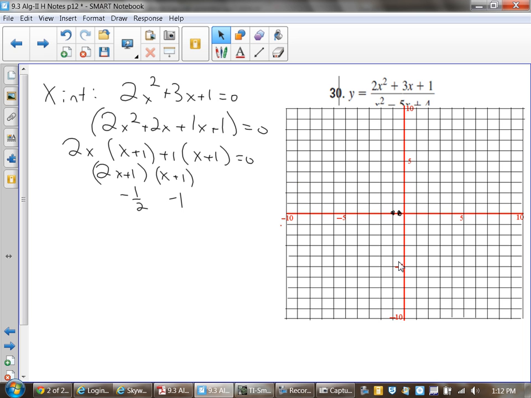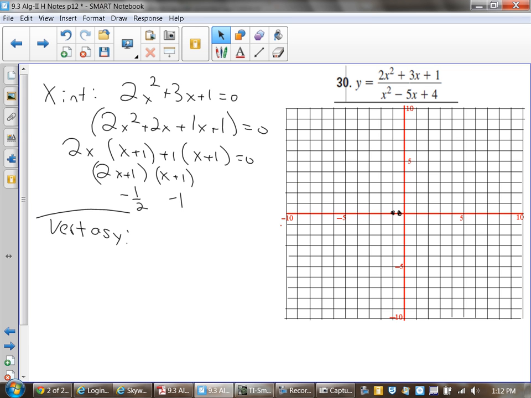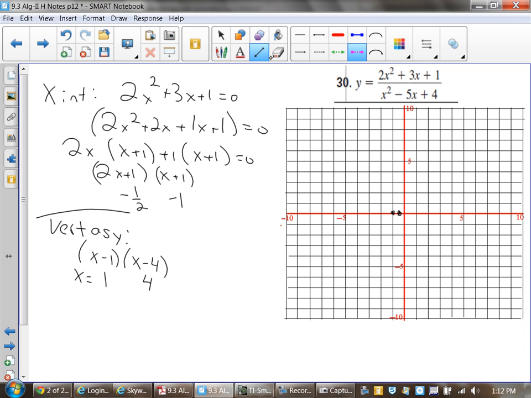Go to your vertical asymptotes. Again, you have to factor your denominator. Factoring in the denominator, this one's going to be a lot easier. -1, -4. So your zeros are at 1 and 4. So your asymptotes are at x equals 1, x equals 4. We throw those in with the dotted line.